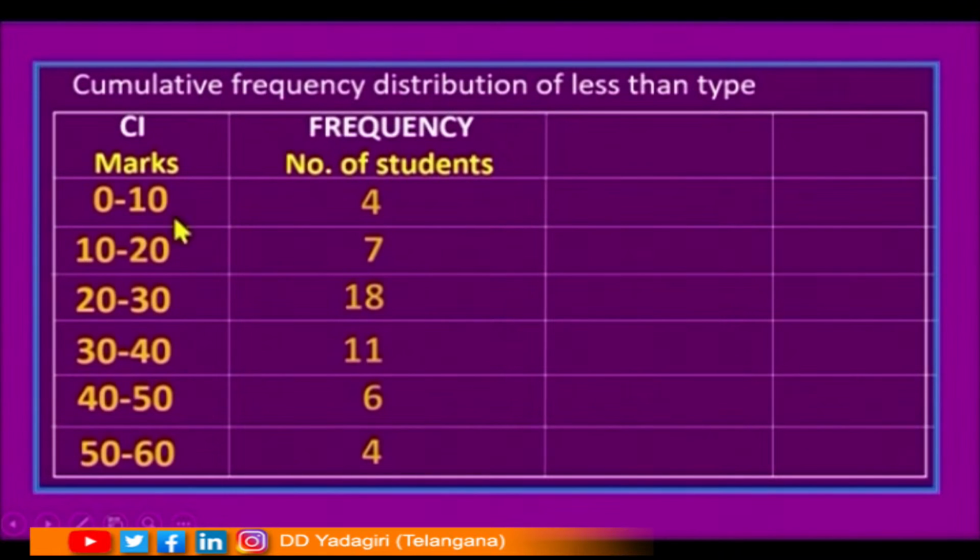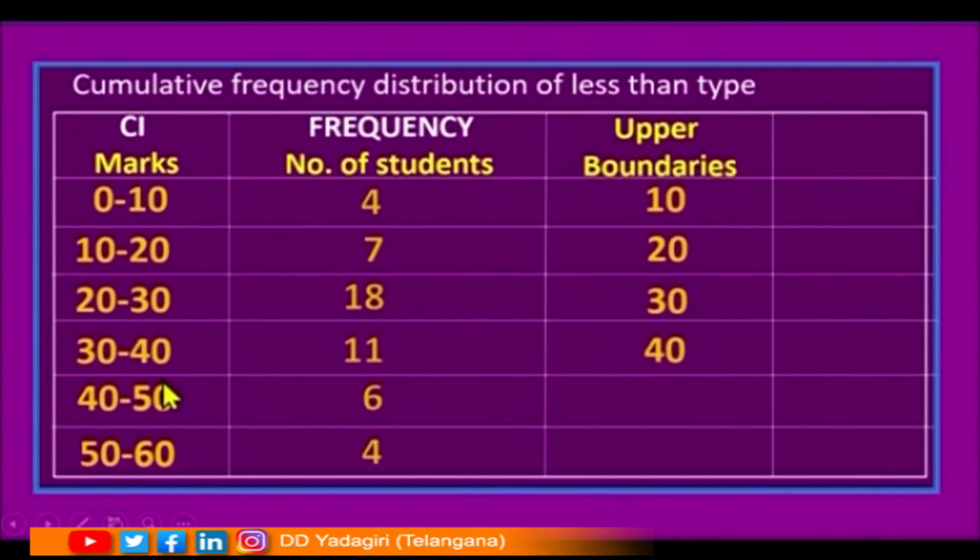So here you got the interval as 0 to 10. 0 is the lower boundary and 10 is the upper boundary. Likewise 10 to 20, 10 is the lower boundary and 20 is the upper boundary. So if you take the upper boundaries, the first value is going to be 10, the second value is going to be 20, third value is going to be 30 and 40, then 50 and finally 60. So you got the upper boundaries as 10, 20, 30, 40, 50, 60.